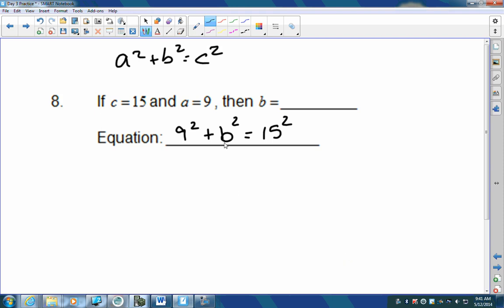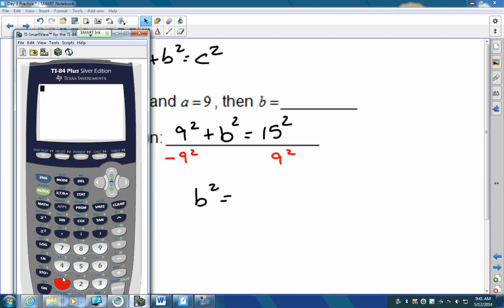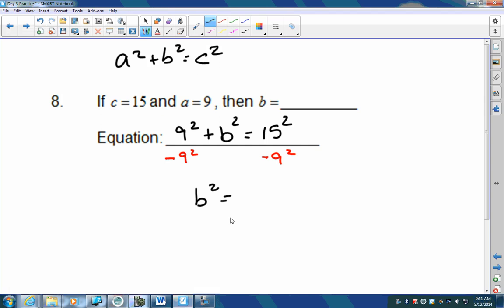Well, to find out what b squared is, I just subtract 9 squared from each side. And you could already square them if you wanted to. B squared equals. So as I go in my handy dandy calculator, I have 15 squared minus 9 squared, and I press enter. It equals 144. Okay? To get b by itself, you just take the square root of both sides. The square root gets rid of the squared up there. So b equals the square root of 144. If you type in square root 144, you'll get 12. That means b is 12.